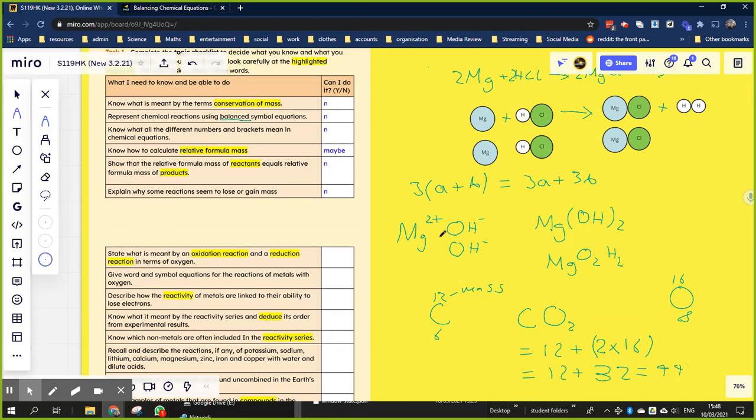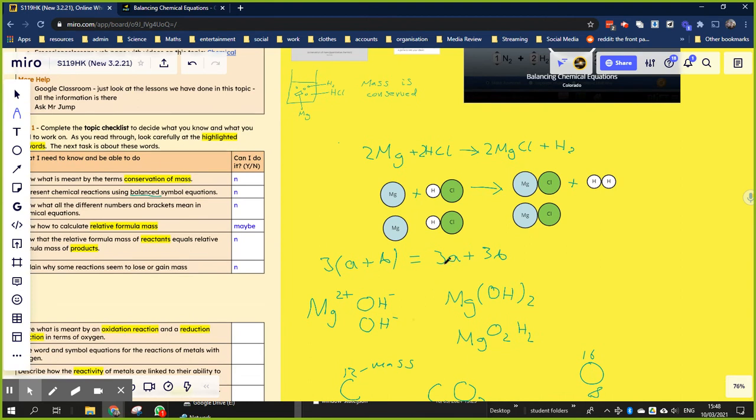And let's just look at the next point. Show that the relative formula mass of reactants equals the relative formula mass of the products. So what's reactants and products? Well, reactants is the stuff on the left. So let's label that on my equation up here. So that is reactants. And the stuff that's being produced is the products. Okay, so what's the relative formula mass of the reactants? Well, so I'm just going to put an R for reactants.